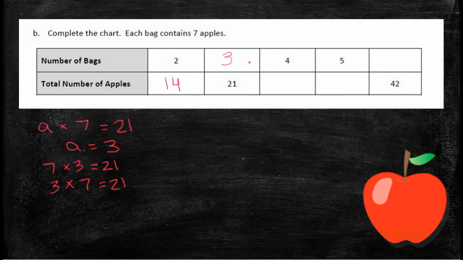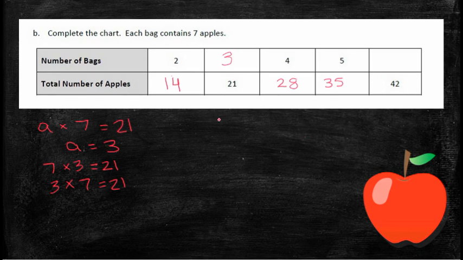We already know our math facts. So 4 times 7 is 28. If you need to reference your multiplication chart, that's fine too. 5 times 7 equals 35. Finally, try to do the last one on your own. I'll give you a few moments.